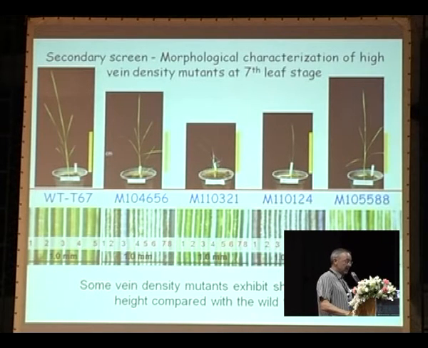Sometimes the phenotypes are associated with a dwarf-like phenomena, and sometimes they're not. So we're hoping that we'll be able to find a vein spacing trait that's just a vein spacing trait rather than being associated with other morphologies.